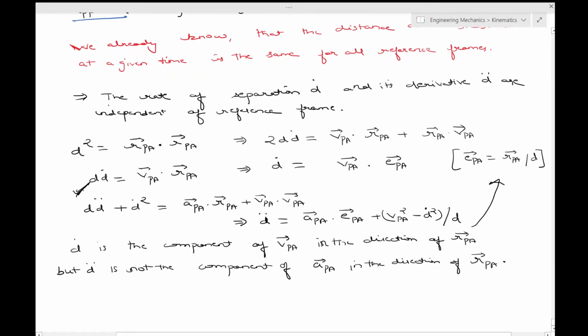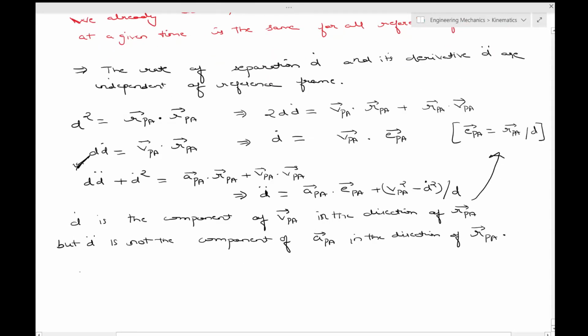So we'll now be moving on to this topic of rectilinear motion.